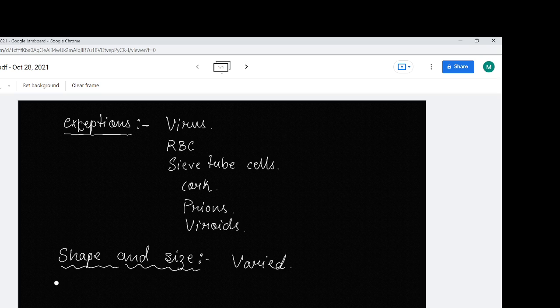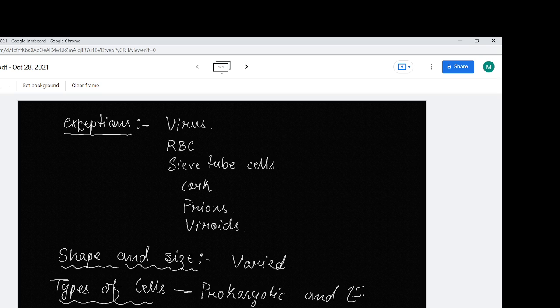Now let us talk about the types of cell. So based on the type of nucleus, there will be prokaryotic cell and eukaryotic cell. So in the next video, we will be discussing in detail about the prokaryotic, and in another video we will talk about the eukaryotic cells.